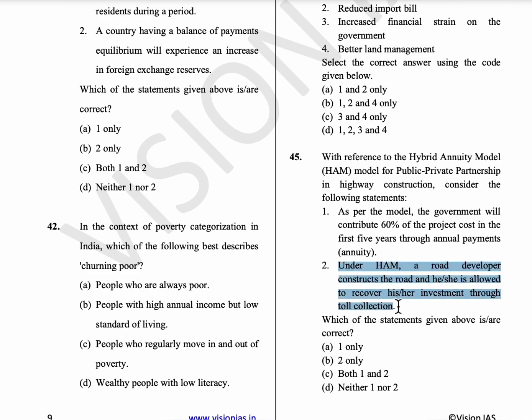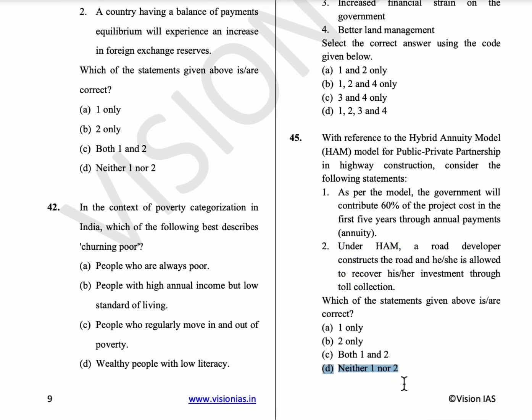So the second statement is also wrong because in the hybrid annuity model, the investor doesn't have toll, that is, no toll is there for the developer. So the second statement is wrong, both these statements are wrong, so option D.